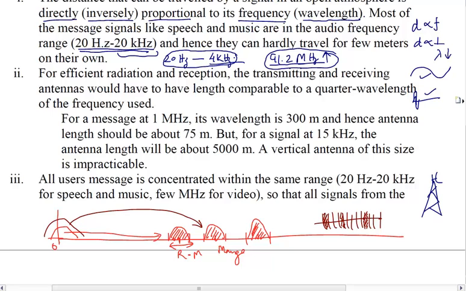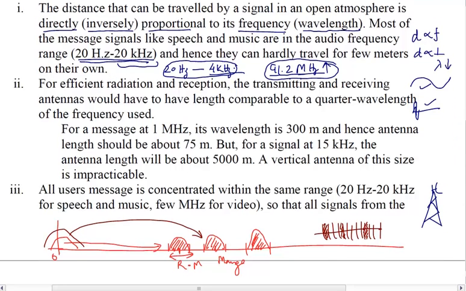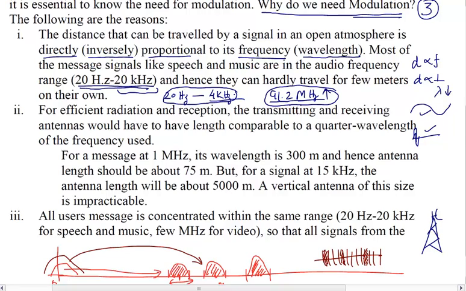Let me again tell the reasons one by one. The first reason is that the distance traveled by a signal will depend on its frequency. If the frequency is more, the distance traveled is more. That was the first reason. The second reason: for having a very efficient antenna, the antenna size should be lambda by 4, or quarter wavelength. When you go for higher frequency, the value of lambda will go down, so the length of the antenna will get smaller and smaller as you go up in frequency. So it's always good to have modulation, which will take your signal from low frequency to high frequency.